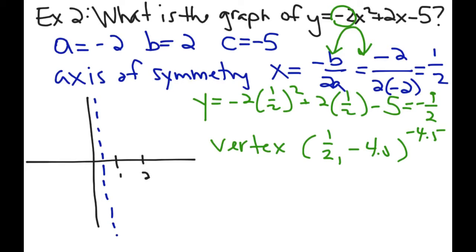So it's at 1/2 and then negative 1, 2, 3, 4, 5. So it must be about here somewhere. And I know, without doing any other work, the graph must look something like this. Now the other thing I know about this graph is that c tells me the y-intercept. So when I'm graphing, I know that the graph went through negative 5, which was right here. So that gives me a fairly accurate graph of what y equals negative 2x squared plus 2x minus 5 looks like.